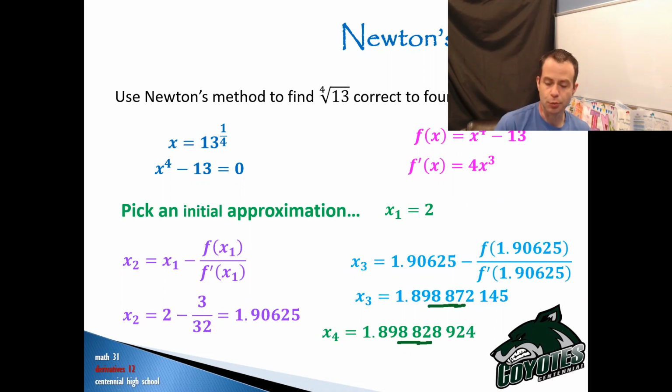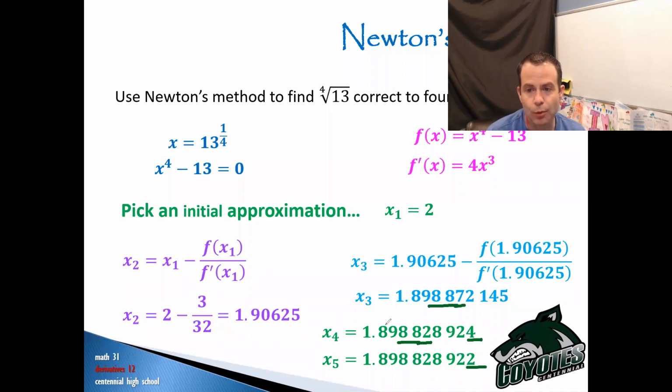But I'm going to do one more and just check. So x to the 5 gives me 1.898. Now look at that. See, it's all the way the same now, all the way to this last decimal. So that's like what? 1, 2, 3, 4, 5, 6, 7, 8. The 9th decimal place is now different, okay, with x to the 5.